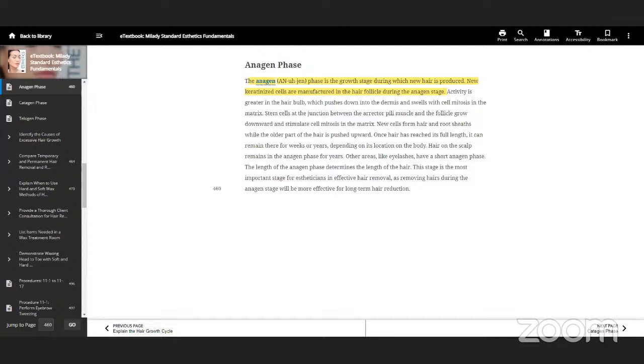And so CHONS stands for carbon, oxygen, hydrogen, that's the H, nitrogen, that's the N, and sulfur. CHONS, the five elements that make what we see as hair: carbon, oxygen, hydrogen, nitrogen, and sulfur.